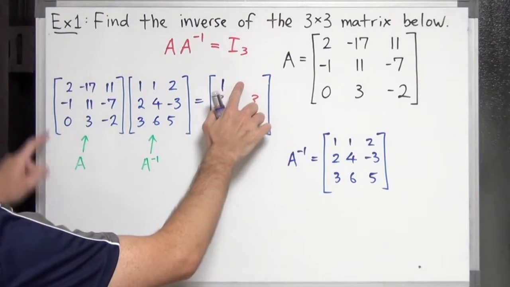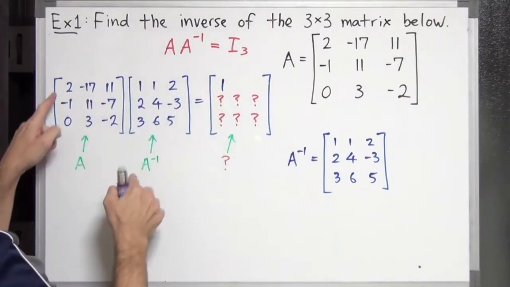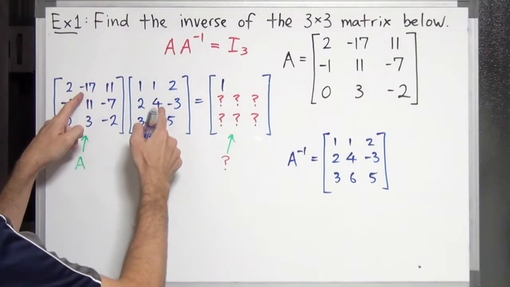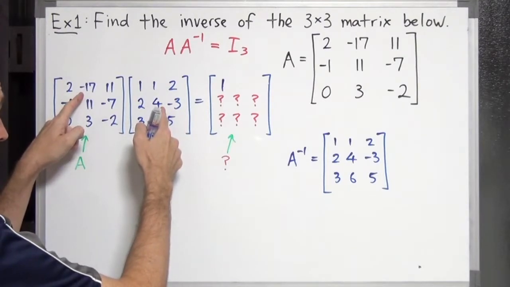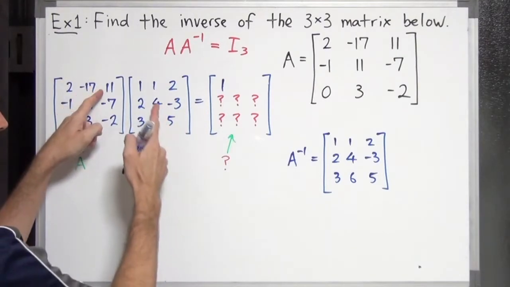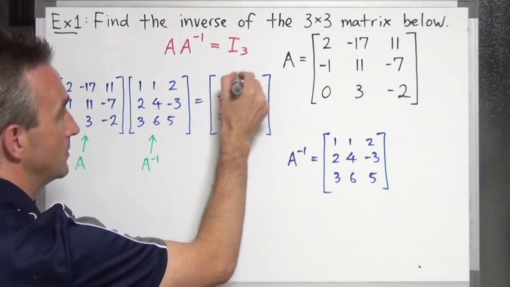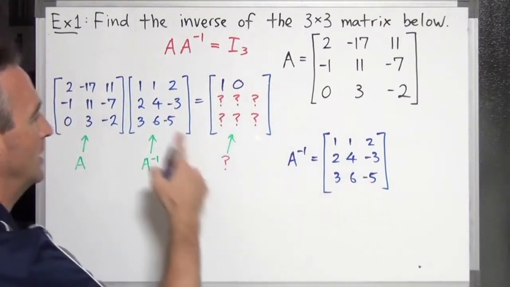Okay, the second element here. So this row and second column, 2 times 1 is 2. Negative 17 times 4 is negative 68. So 2 minus 68 is negative 66. 11 times 6 is plus 66. That leaves 0. Oh, mistake there, I forgot to put the minus 5.